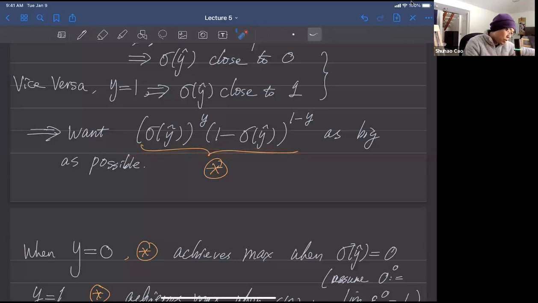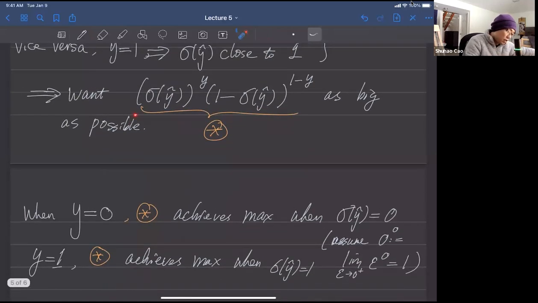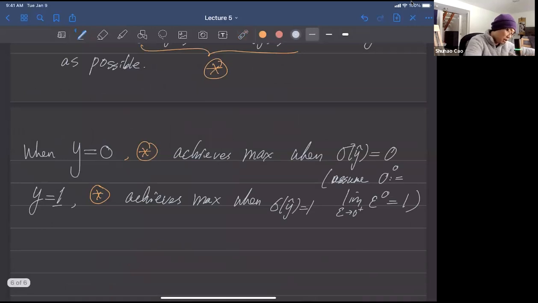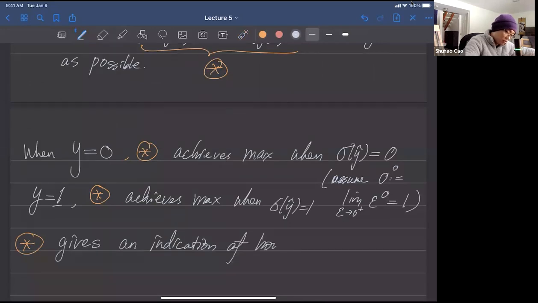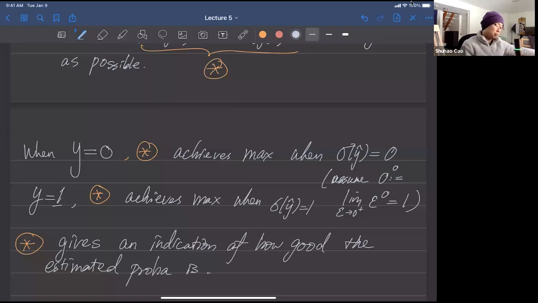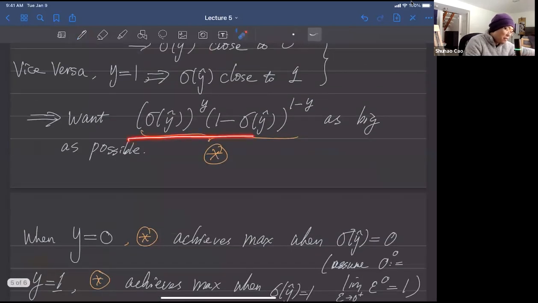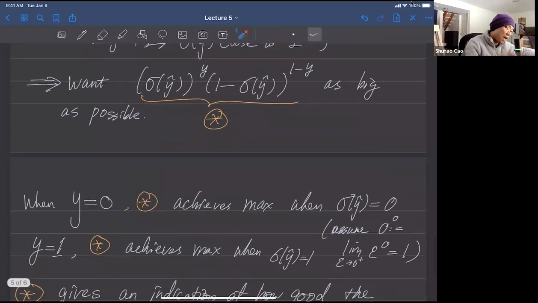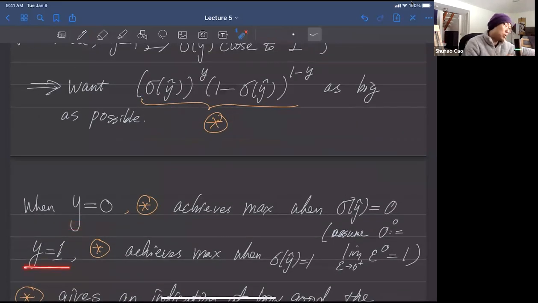Basically, what we're curious about is that this function gives us an indicator of how good our approximation is. So this tells the following thing: it gives an indication of how good the estimated probability is. All right. If this number is big, it actually means our estimate is either close to zero or close to one, and it's accurate.